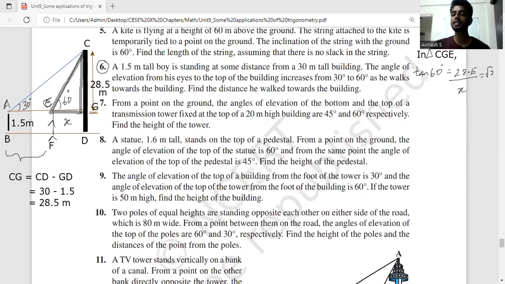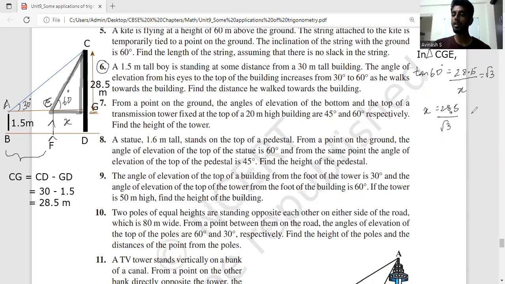And the value of tan 60 is root 3. Now X becomes 28.5 divided by root 3. So this is very important. What's happening here is, this is 28.5 and this is root 3. X has gone to the right side to become multiplication, root 3 has come to the left side to become division. So you get it like this.